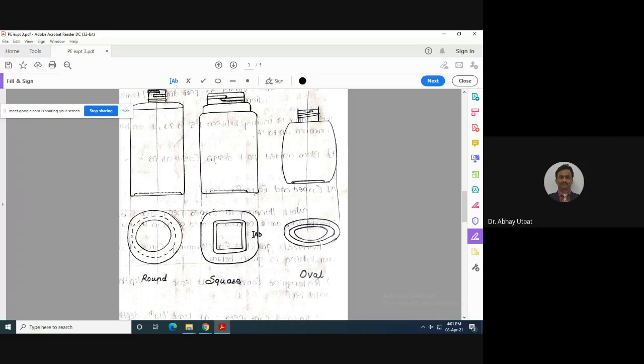So I was talking about the third part, that is container design features. These are the different container design features which we are talking about. Now the basic shapes of the container, whatever four shapes are given, all these are called basic shapes. It includes round shape, square shape, oval shape, then oblong shape.